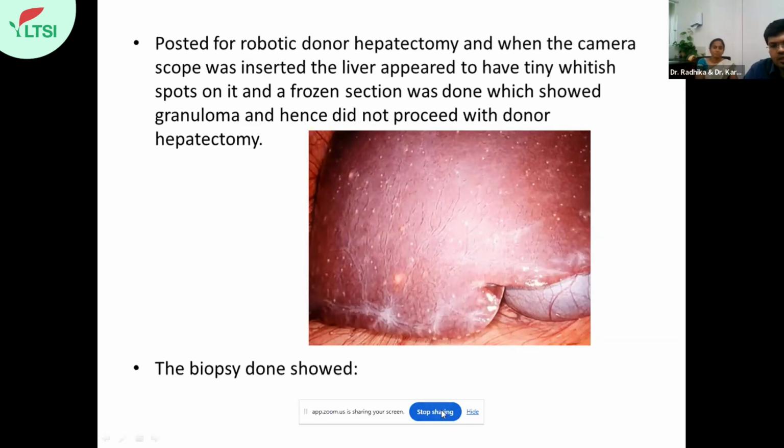You can see these white spots. I'm stopping sharing, sir. Mukul sir, over to you.